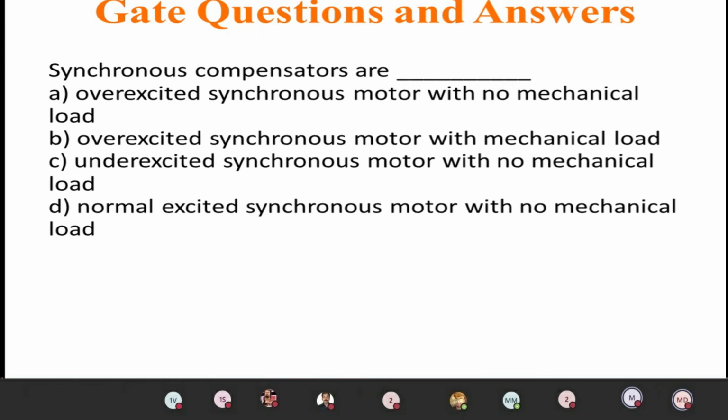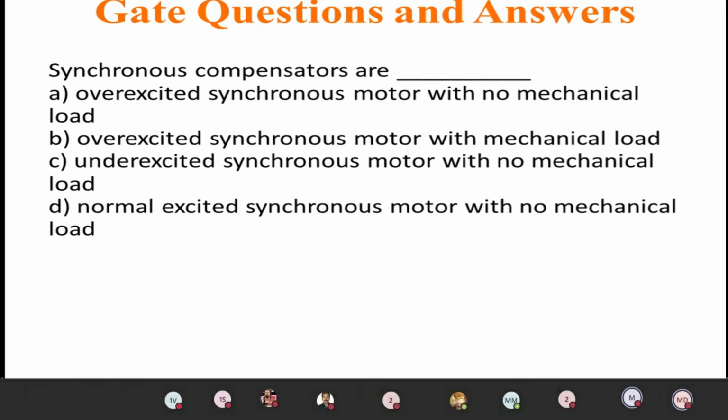So next, synchronous compensator. Synchronous compensator is otherwise named synchronous condenser. Synchronous compensators are overexcited synchronous motors with no mechanical load. So synchronous compensators are otherwise called synchronous condensers.